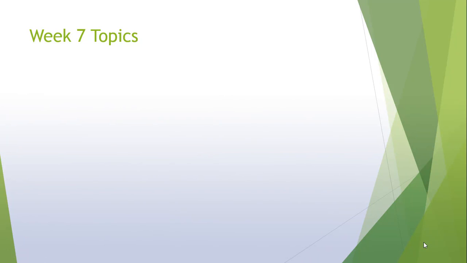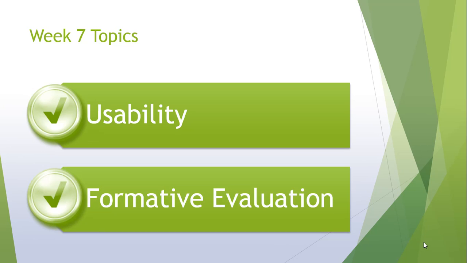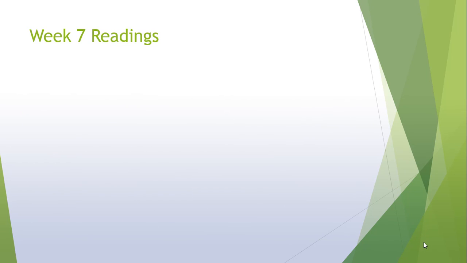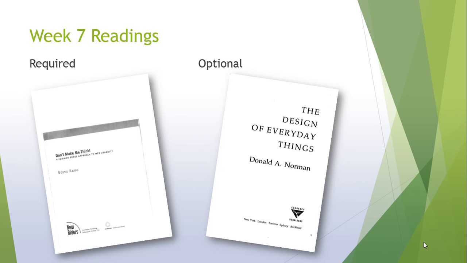The topics we have for this week are usability and formative evaluation. And the readings that will help us understand those topics are Don't Make Me Think by Steve Krug, and that is required. And then you have an optional reading, The Design of Everyday Things by Donald Norman. Now these are the two readings that are included on the course syllabus.